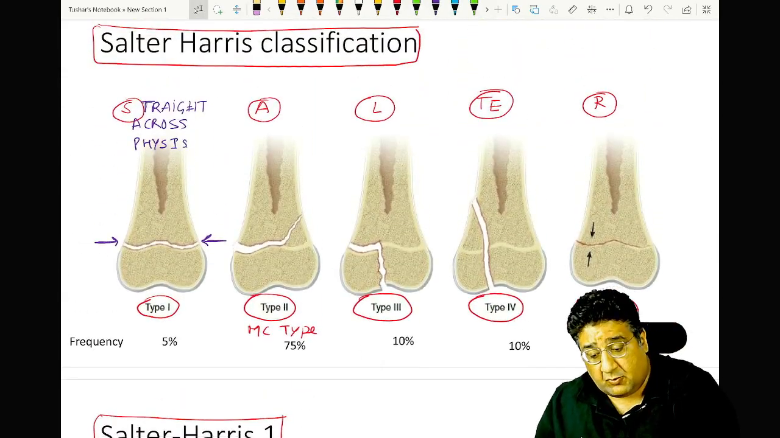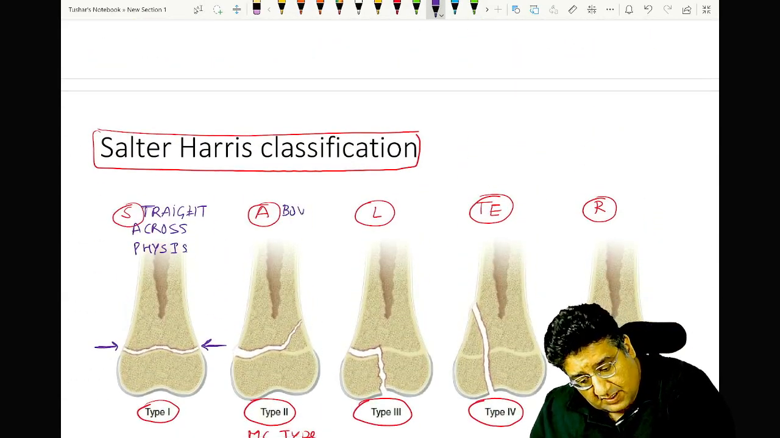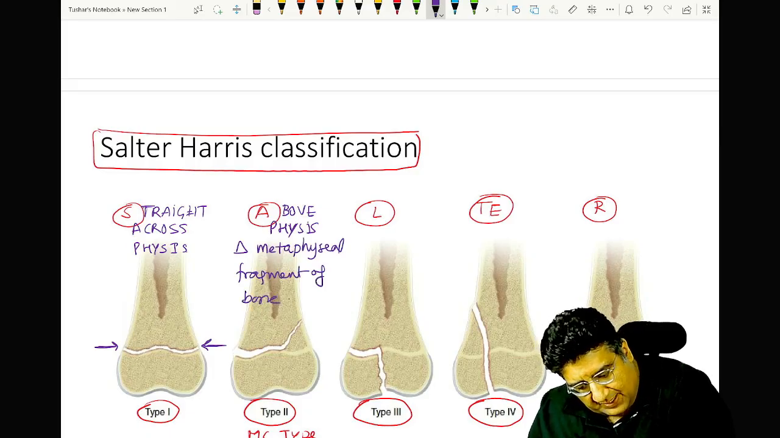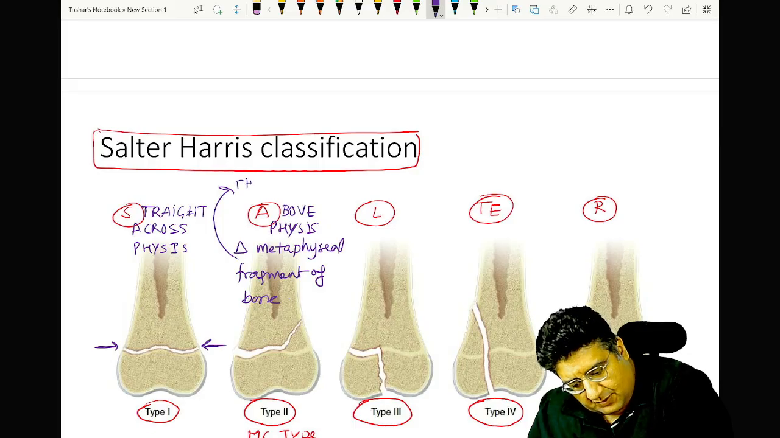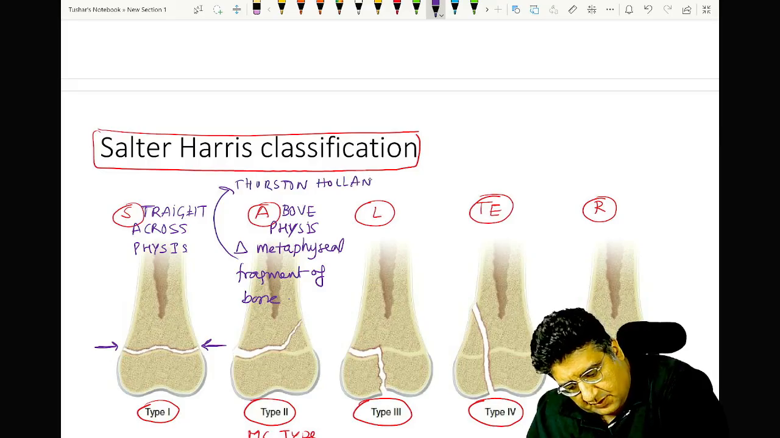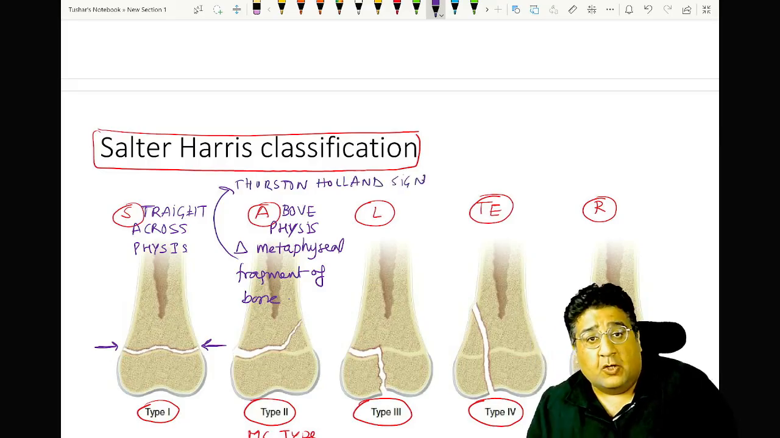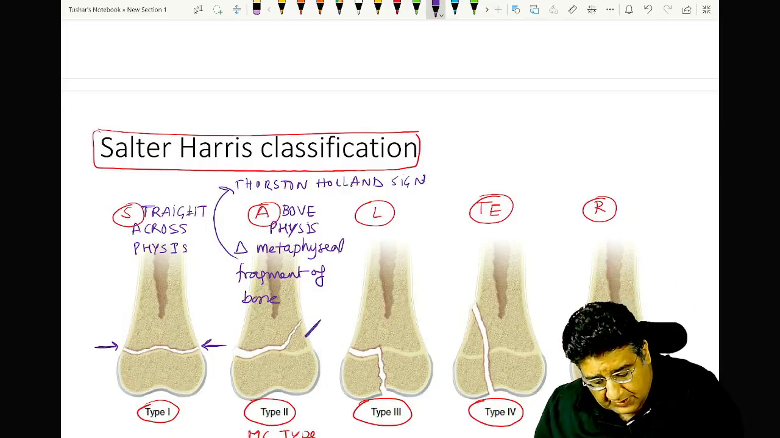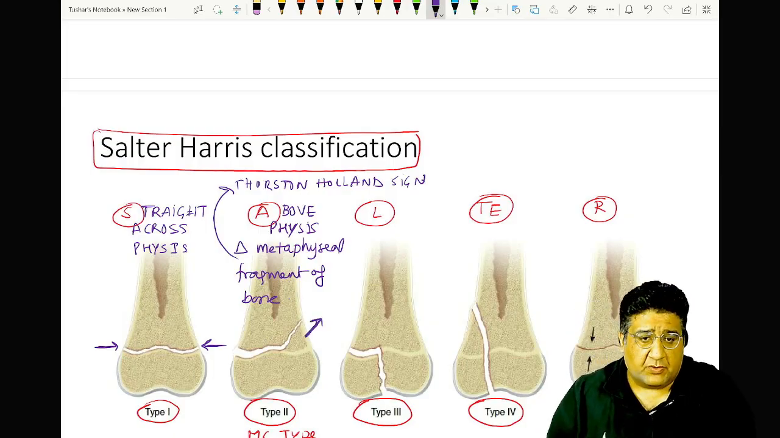Type 2. Type 2 means A. A means above the physis. Now, can you tell me what is above the physis? Yes, I can tell you. What you have above the physis is the metaphysis. So, what you have here is a triangular metaphyseal fragment of the bone. And by the way, that triangular metaphyseal fragment of the bone is known by the name of Thurston Holland sign, one of the most classical MCQs. And I'm sure you can see this triangular metaphyseal fragment of the bone, Thurston Holland sign.